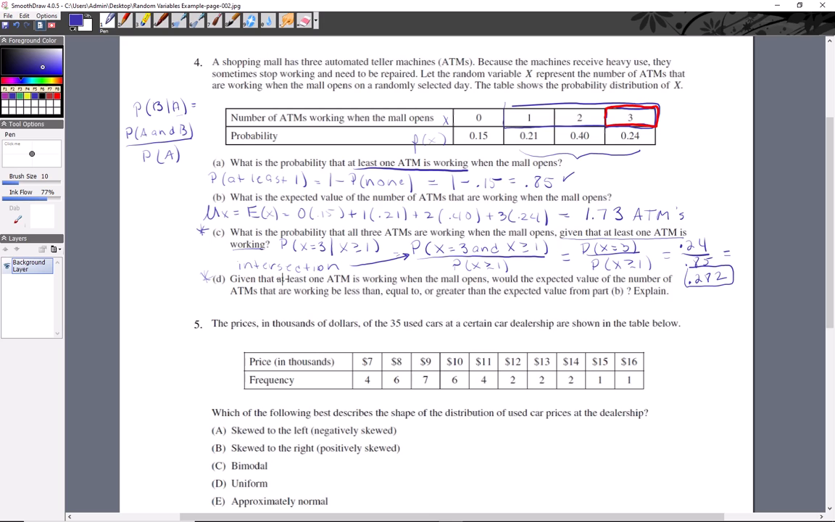All right, last one. Given that at least one ATM is working when the mall opens, would the expected value of the number of ATMs that are working be less than, equal to, or greater than the expected value from part B? All right, this is the expected value from part B. And they're saying that at least one ATM is working, that means that this is no longer valid. This becomes impossible, right? Because they already said at least one is working.